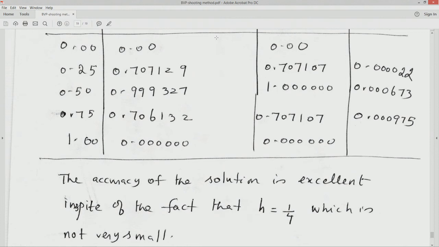Coming to non-linear boundary value problems, using the shooting technique is out of scope of this course, and therefore, we stop our discussion on the shooting technique for the linear boundary value problems. And this completes our discussion on the numerical solution of ordinary differential equations.